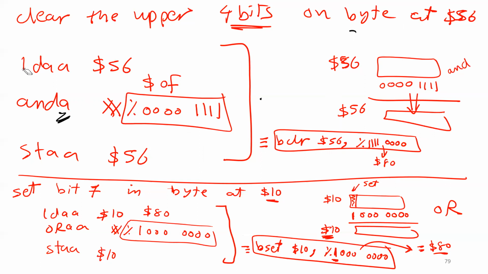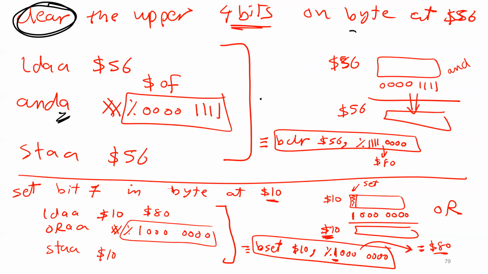But instead of clear, I'm gonna give you an example for set. How can you set some bits? Okay, so here I want to set bit number 7 in the byte at location 10. So this is the address. This is the location address, right? So this is the address for a byte. This byte, I wanna set bit number 7 and don't change the other bits.